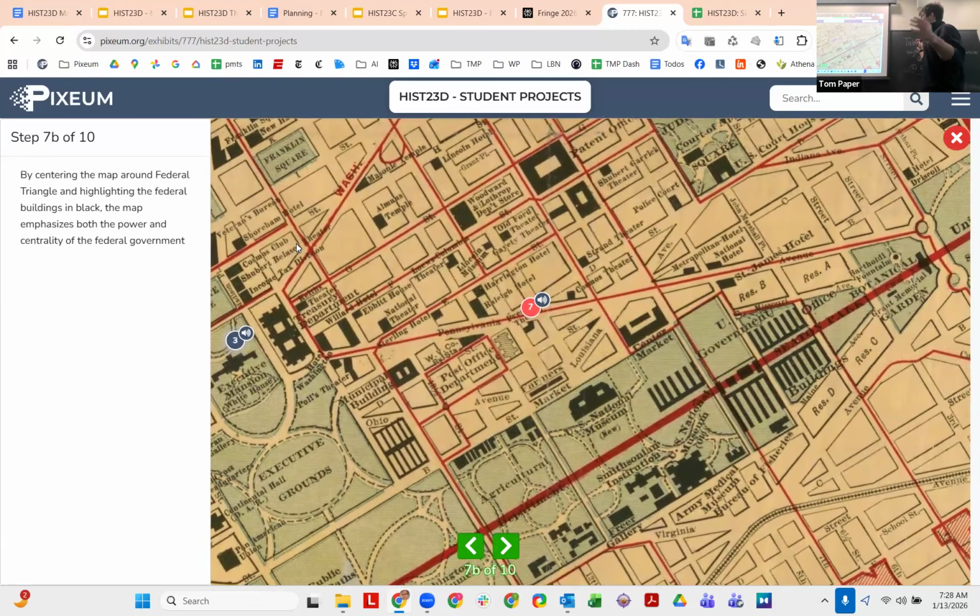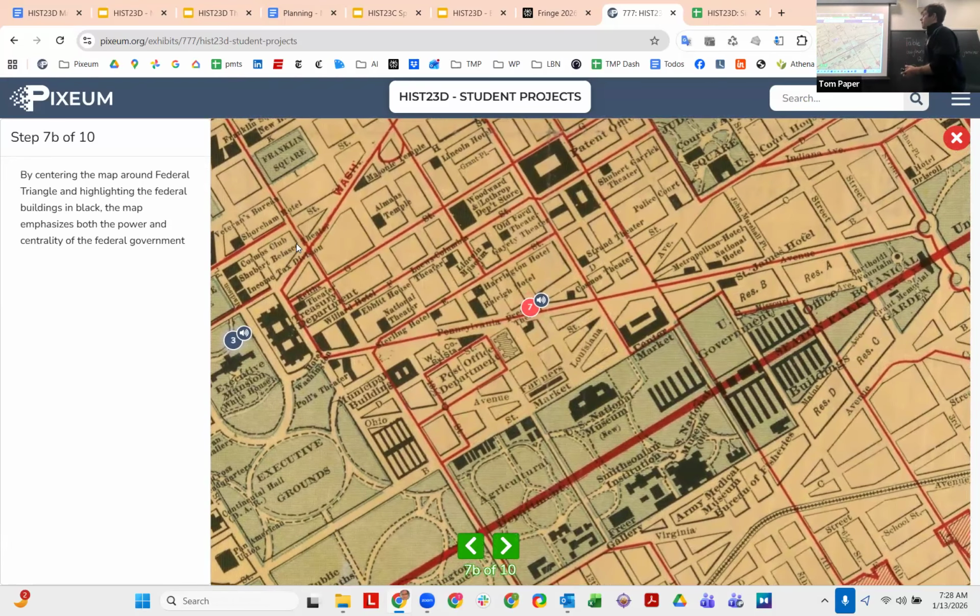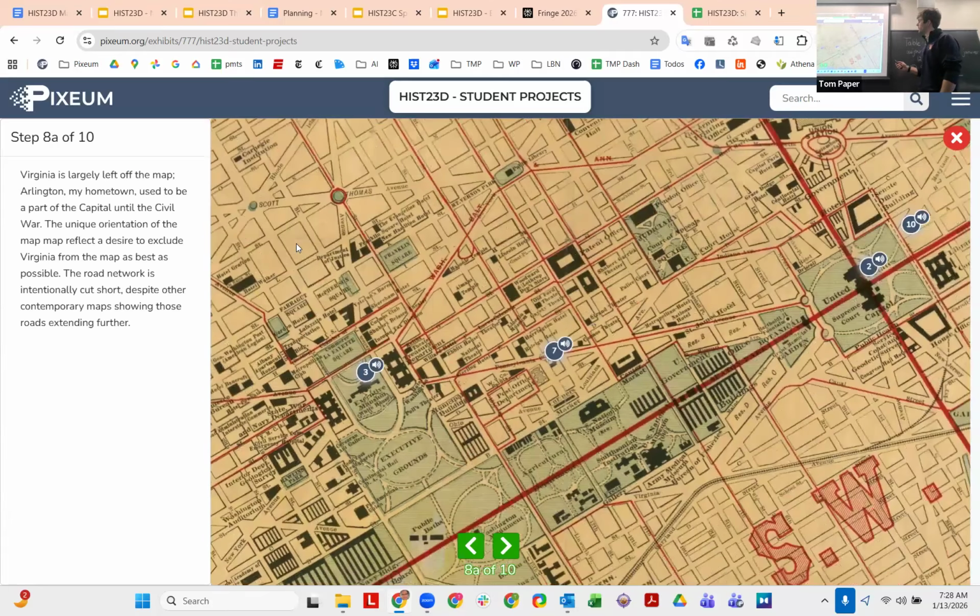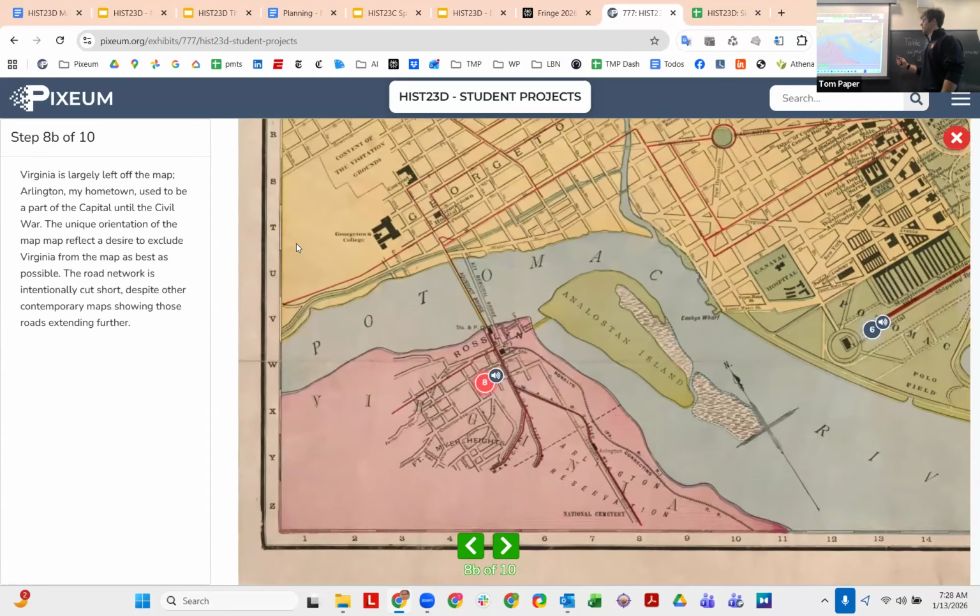It's worth noting also that the map is centered right around this federal district, mainly Federal Triangle, which kind of shows and highlights the centrality and power of the federal government in the federal city of Washington, as opposed to having it centered around the geographical center of Washington, D.C. And this is really where the eye is drawn when you look at the map for the first time.